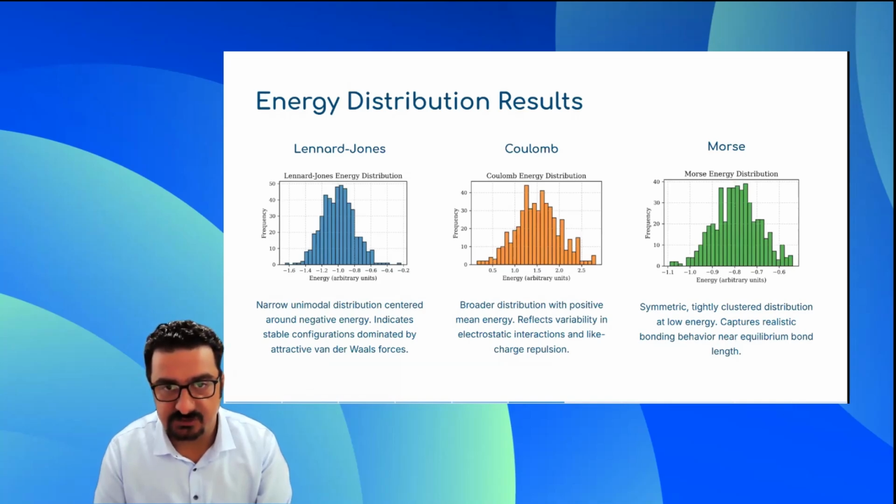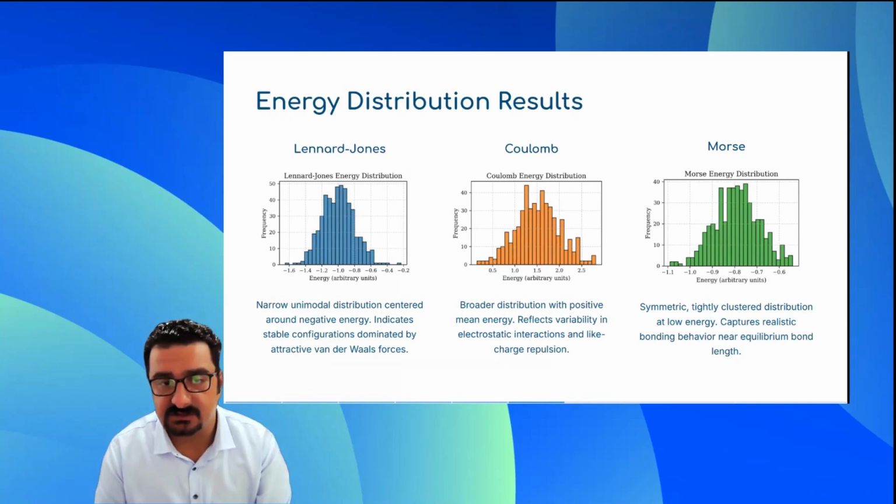The energy distribution results for the three different physical potentials used in our simulations are presented here. Starting with the Lennard-Jones potential, we observe a narrow unimodal distribution centered around a negative energy value. This indicates that the Metropolis algorithm has successfully filtered for stable configurations where attractive van der Waals forces dominate.